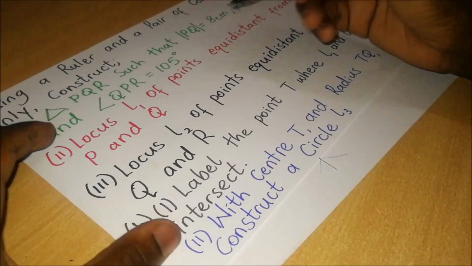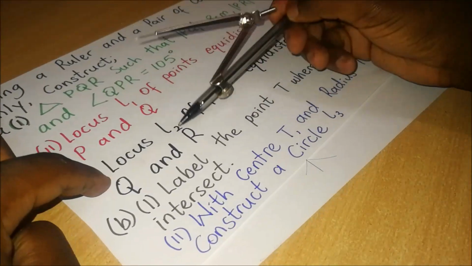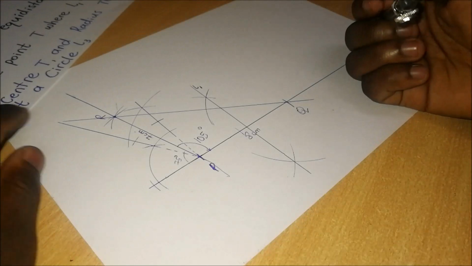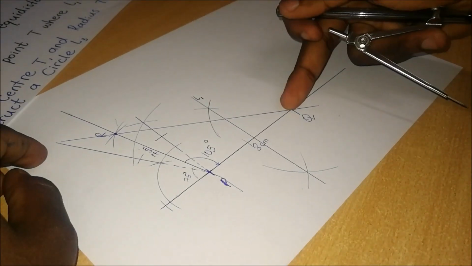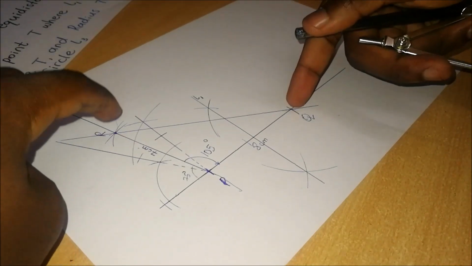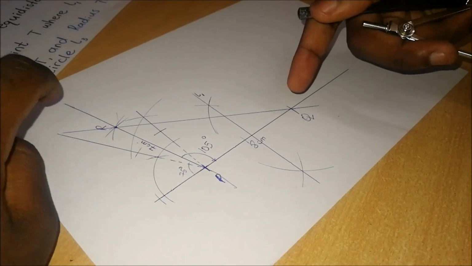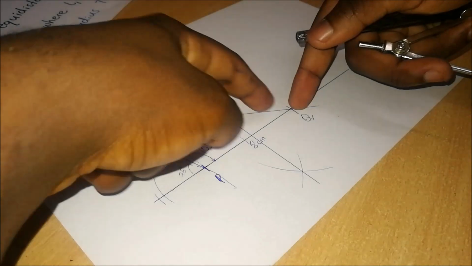So I'll go ahead and find Roman 3, saying locus L2 of points equidistant from Q and R. So where are Q and R? I have Q right there, I have R right there. The locus of points that is equidistant between these two points is definitely the line that is going to bisect QR.